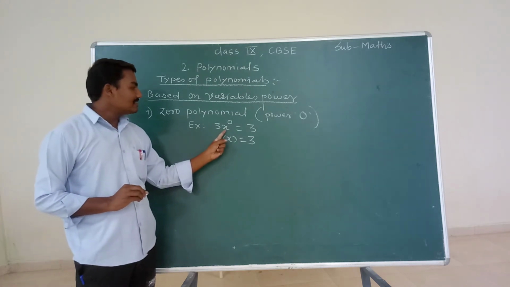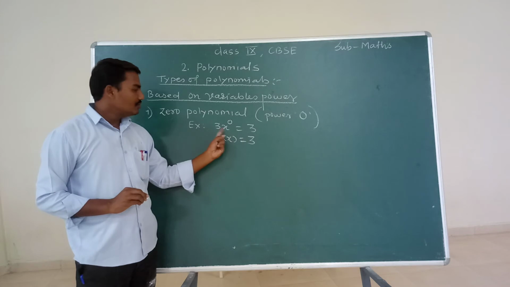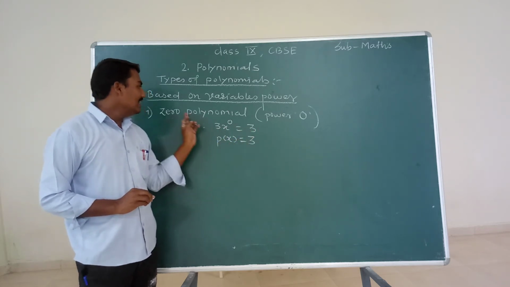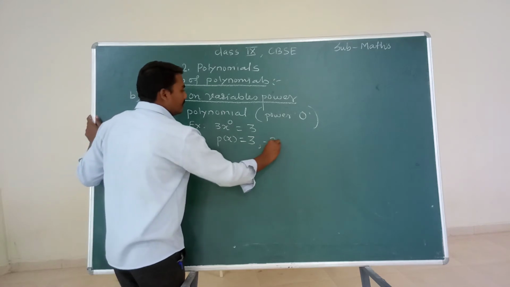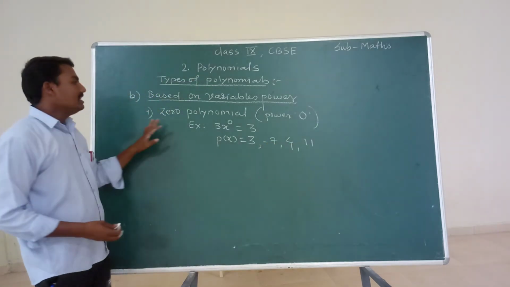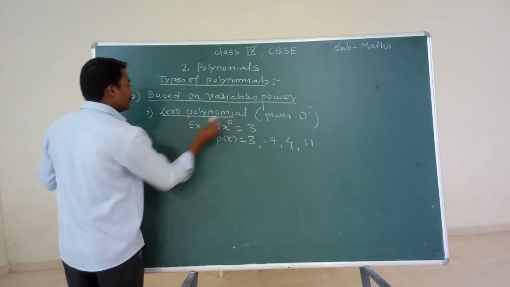Means 3x raised to 0, x raised to 0 is 1, so 3 into 1 is 3. So p of x is equal to 3. It is a zero polynomial. Example, -7, 4, 11. These are zero polynomials. Means power is 0.